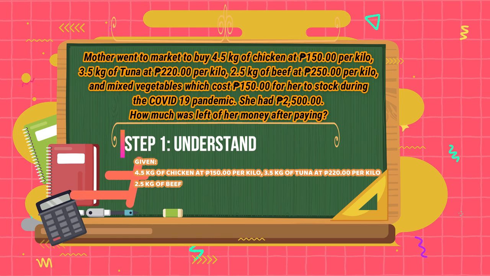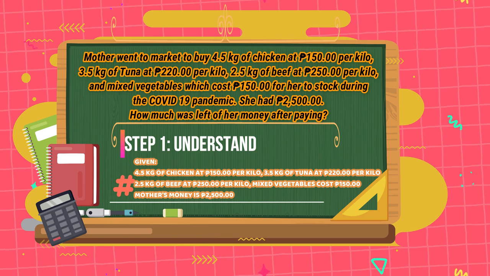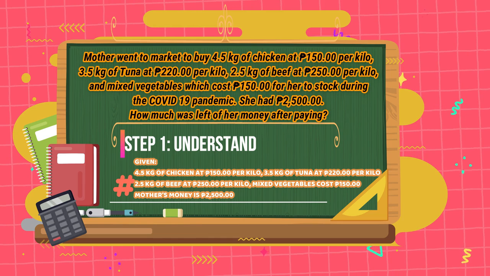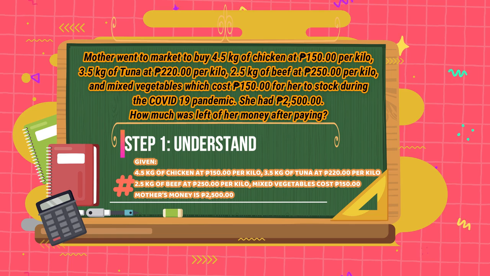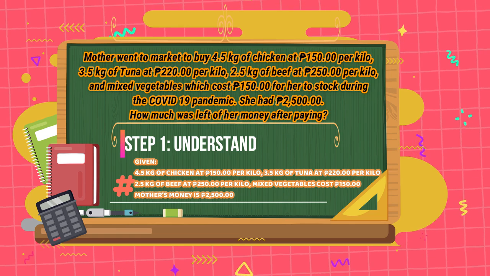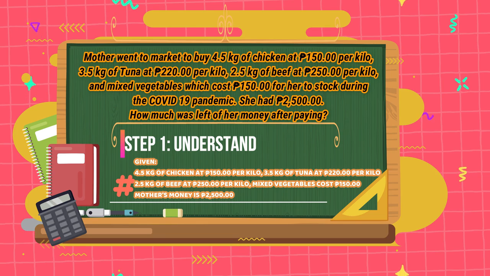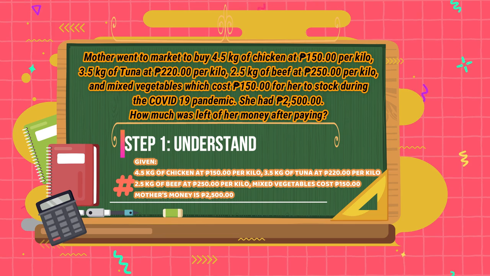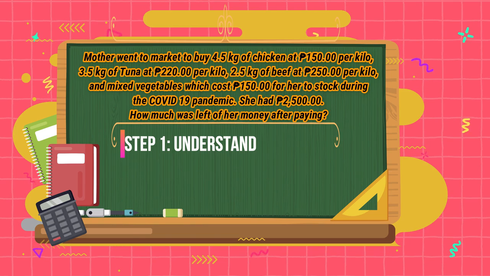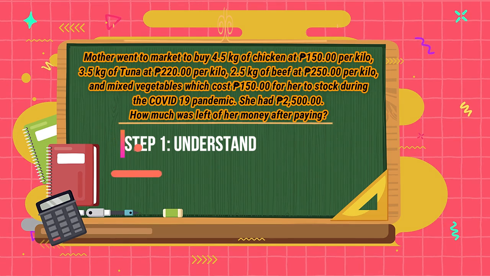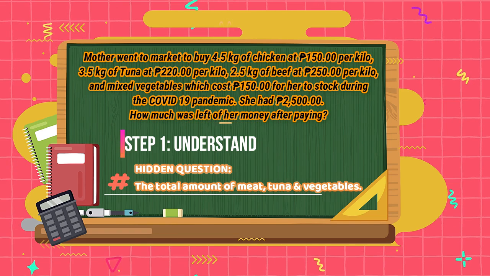Very good. The given are 4 and 5/10 kilogram or 4.5 kilogram of chicken at 150 pesos per kilo and 3 and 5/10 kilogram or 3.5 kilogram of tuna at 220 pesos per kilo and 2 and 5/10 kilogram or 2.5 kilogram of beef at 250 pesos per kilo, and also mixed vegetables which cost 150 pesos. And also we are informed that mother's money is 2,500 pesos. And now, what is the hidden question? Very good. The hidden question is the total amount of meat, tuna, and vegetables.